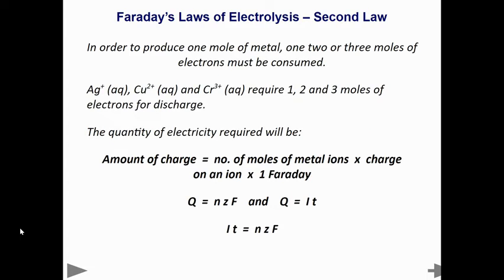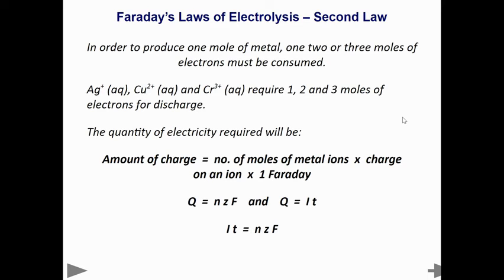So here's our equation. The number of moles of metal ions times the charge on an ion, times 1 Faraday. In order to produce 1 mole of a metal, 1, 2, or 3 moles of electrons must be consumed. So silver +1 would take 1 mole of electrons, copper +2 would take 2 moles of electrons, chromium +3 would take 3 moles of electrons for discharge.